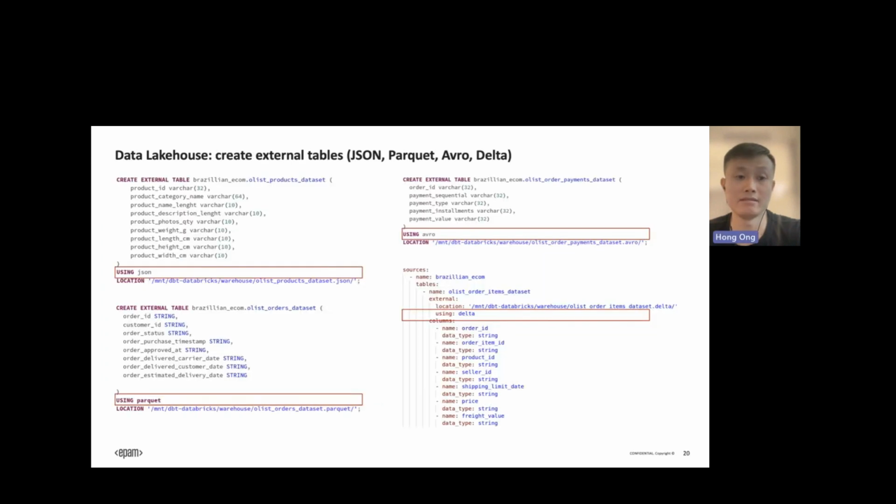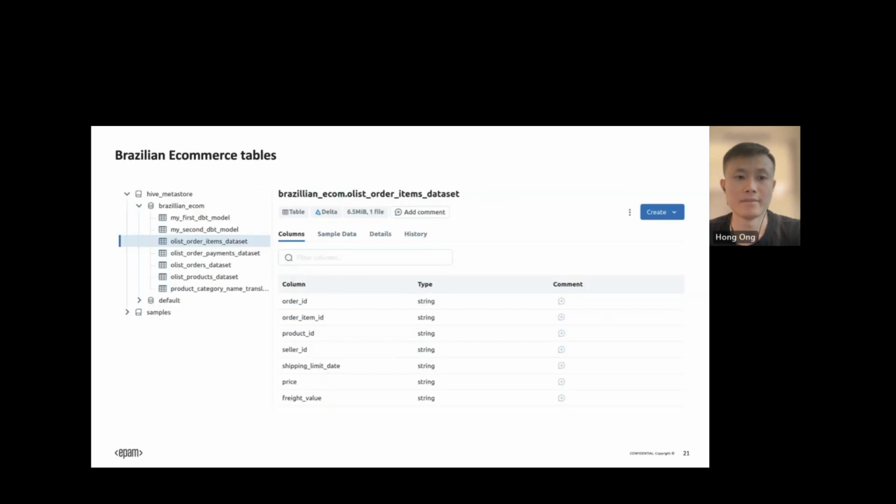So here's the syntax. You can refer to it later, but that's the idea. We can create an external table so that we can point to the data we have mounted to the data lakehouse. And after we prepare all the EL, we can start the transformation, which is DBT.